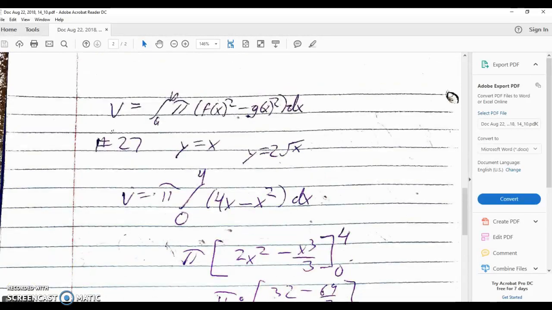Okay, that is going to be it for this video. I hope that is helpful in using the general slicing method, the disk method, and the washer method to find volumes of surfaces.